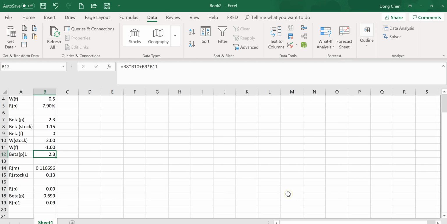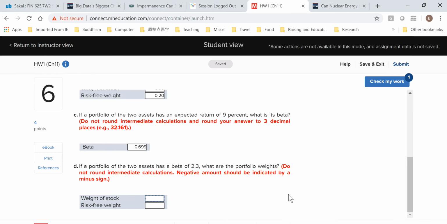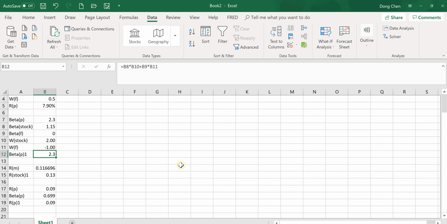So what does this negative number here mean? This means that we are actually not investing in this risk-free asset. We are actually borrowing money. We are investing, but we are borrowing money to invest in the stock. So 200% of our wealth is invested in the stock: we are investing all of our wealth, and in addition to the whole wealth, we are also borrowing money to invest in stock.